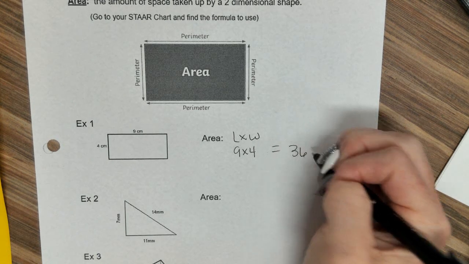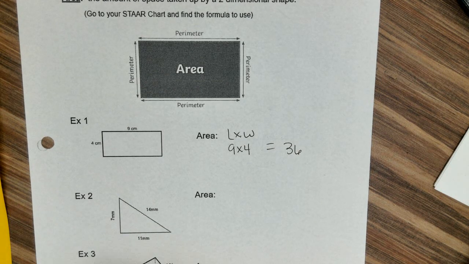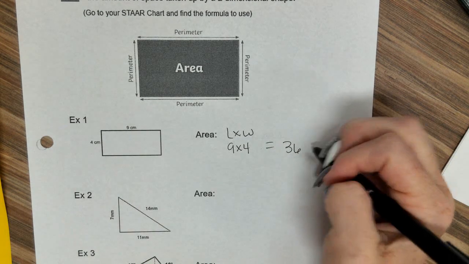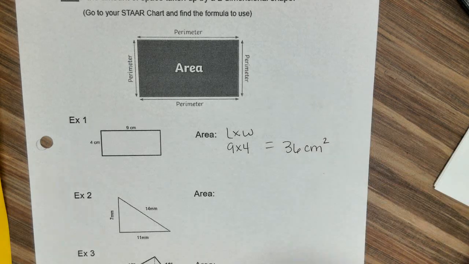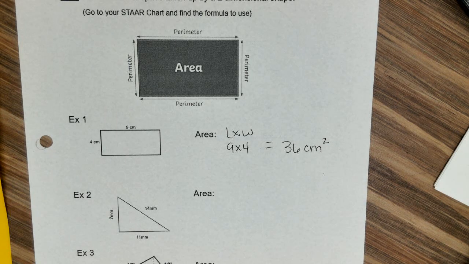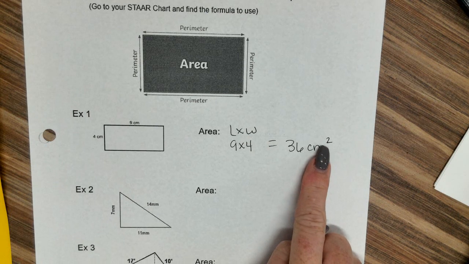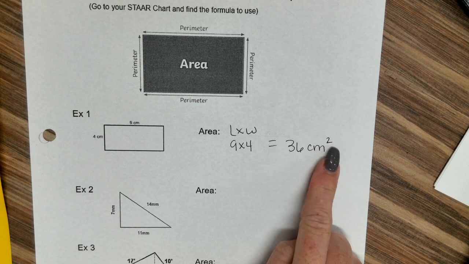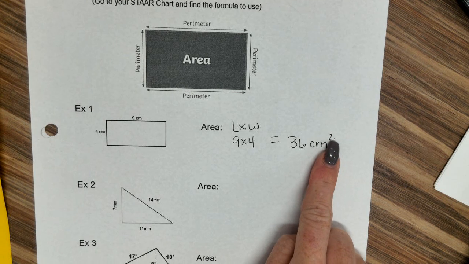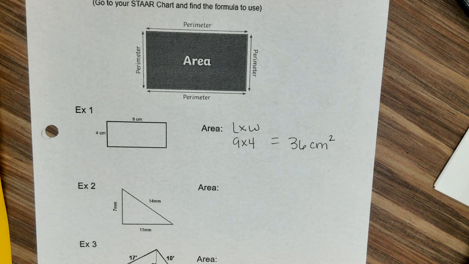36. Now, area is not just written in the units. It's written in the units squared. Now, this does not change the value of the answer. If you see that it's in squared units, it just means that's the area. Everybody good? Yes or no?